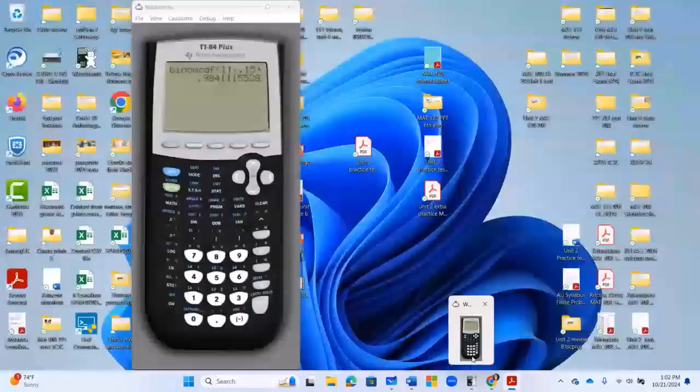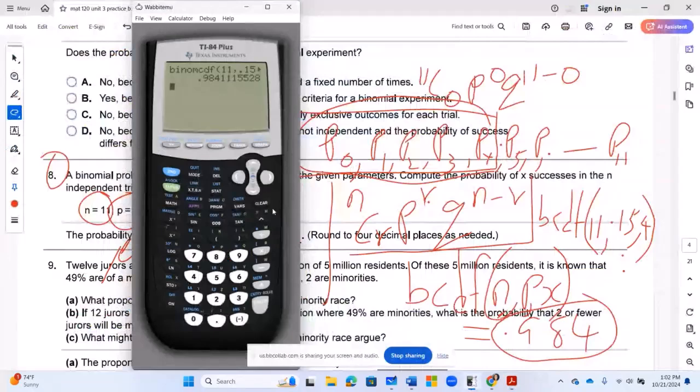So I'm going to get my calculator, clear, and find the mean. This time it's the ordinary mean, it's not mu x bar. So the mean is the sample space multiplied by the probability of success, which is 0.15. And when I hit enter, the mean is 1.65.